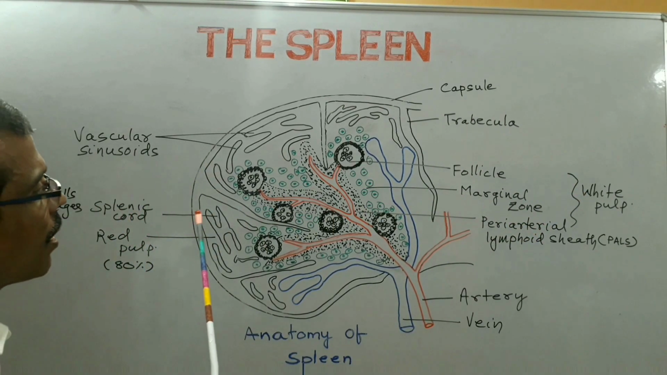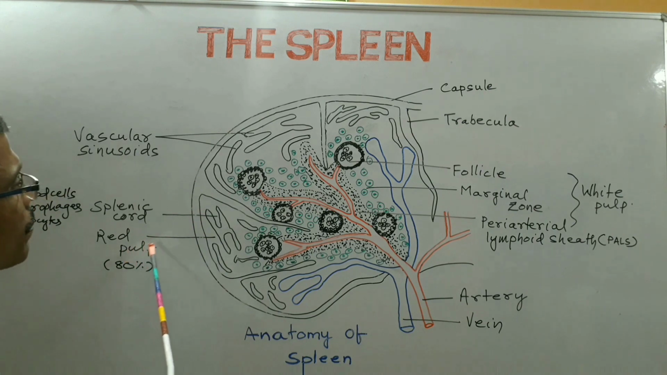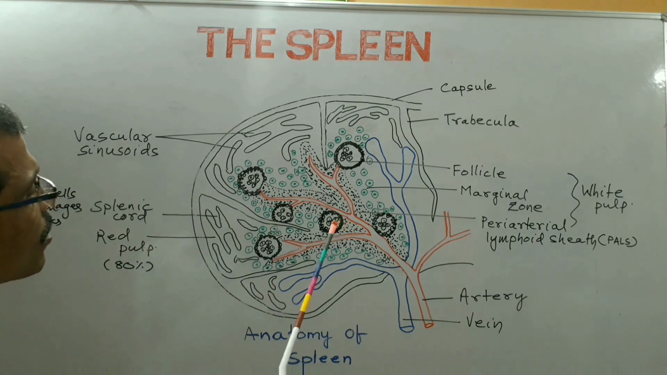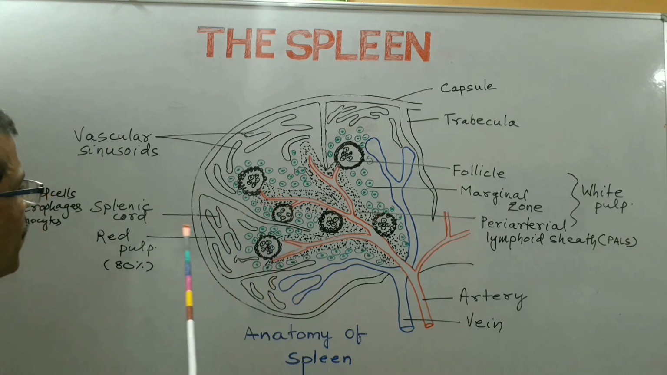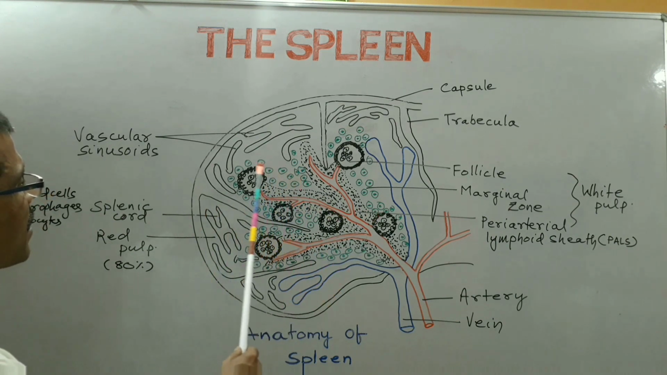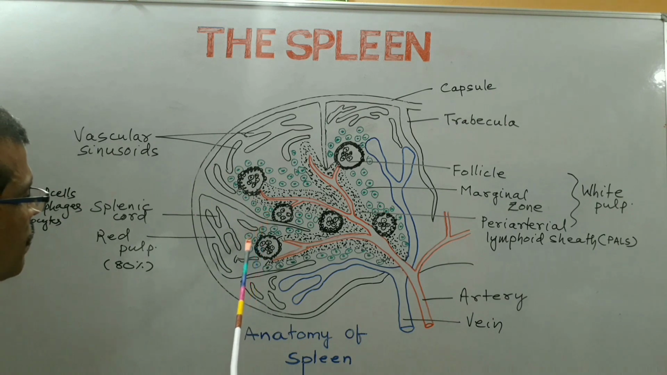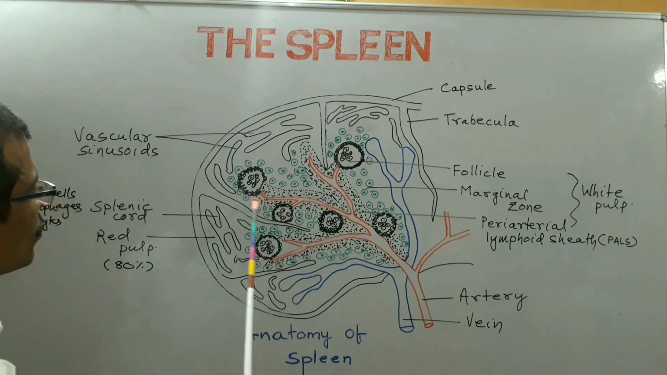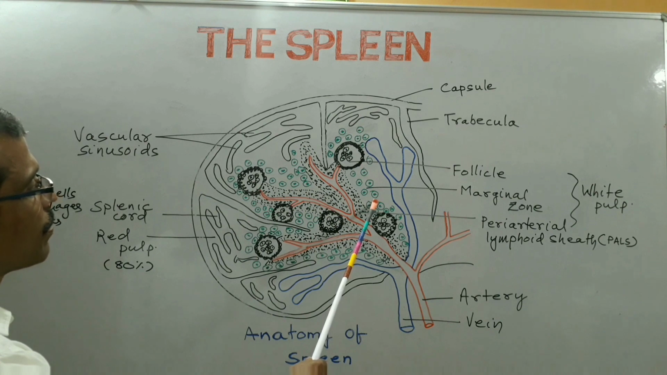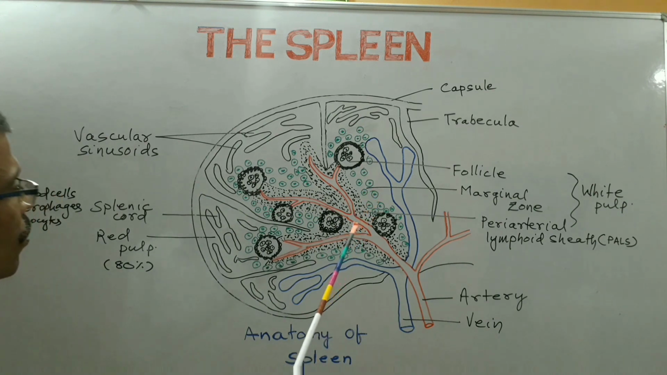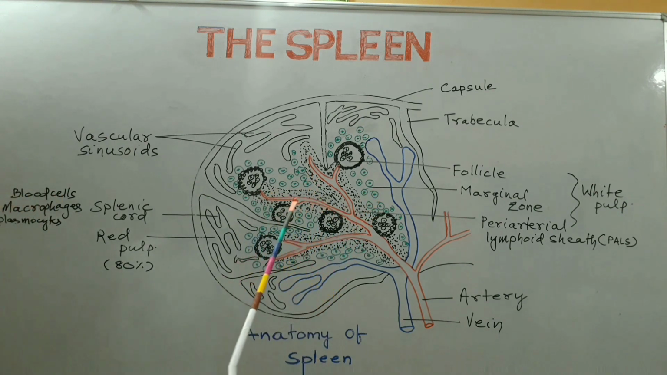The red pulp and white pulp are the two compartments of the parenchyma. They are separated by a marginal zone. This is the marginal zone which separates the red pulp and the white pulp. First of all, we will discuss the red pulp.